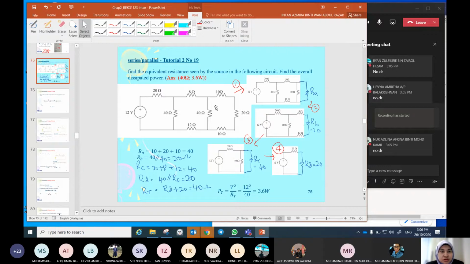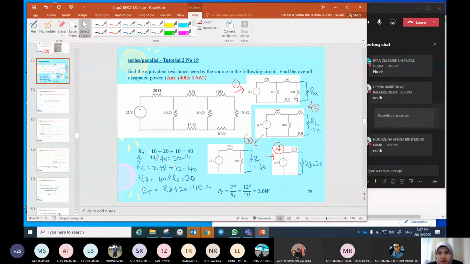So what to do? When we want to find the R total of the circuit, we start at the right side, the most right of the circuit. So we start with this. This is series or parallel? 10, 20 and 10. Here is series or parallel? Series, so we just add the resistors. Let's name it as RA. So RA is equal to 10 plus 20 plus 10 equal to 40. So this is RA, 40 here.